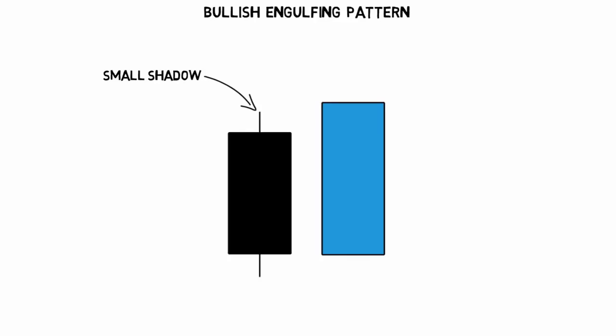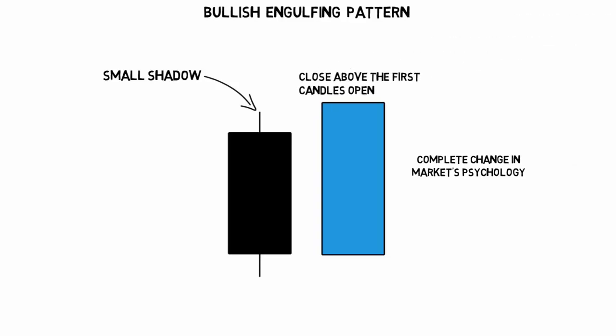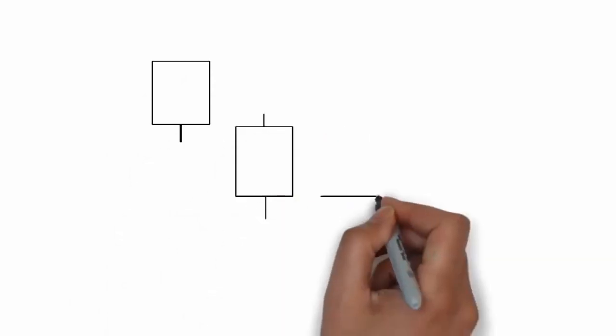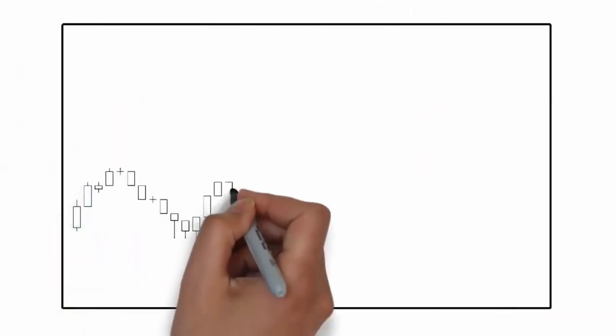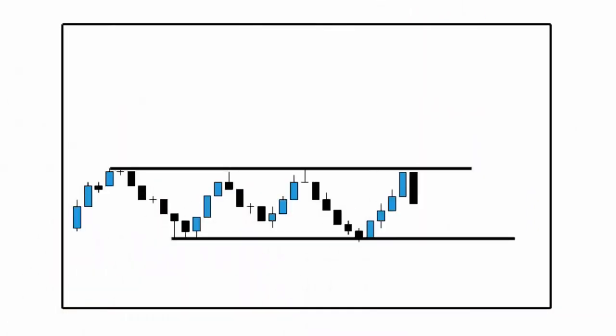This is a really strong reversal signal because not only the second candlestick shows a change in the market player's psychology, but it also has managed to close above the previous candlestick's open. The signal gets stronger if the second candle can wrap around more than one of the previous candles. As this is a bullish reversal signal, we will only look for it in a downtrend.